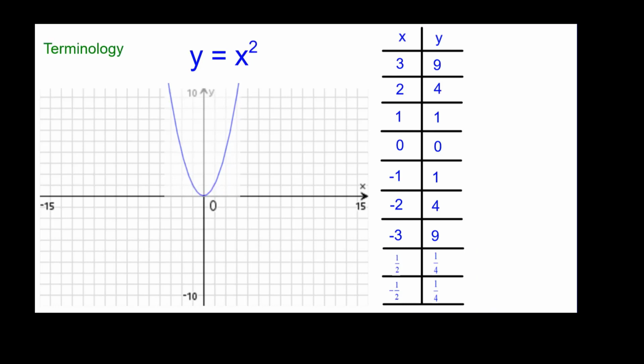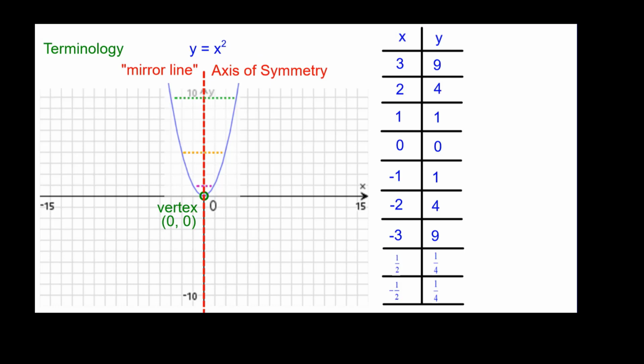Some terminology on a parabola. The vertex is a key point. In this case, it's at 0, 0. We have this line here that looks like a mirror line, but the phrase we're going to be using is called the axis of symmetry. And you'll notice the symmetry right here, showing points on either side equidistant from the mirror, but in opposite directions.